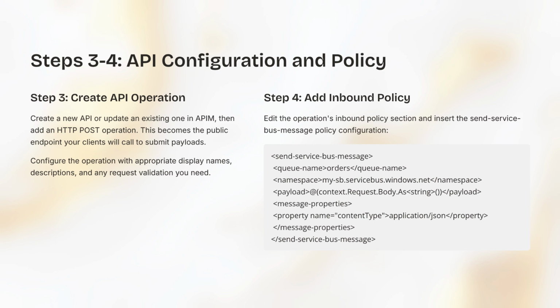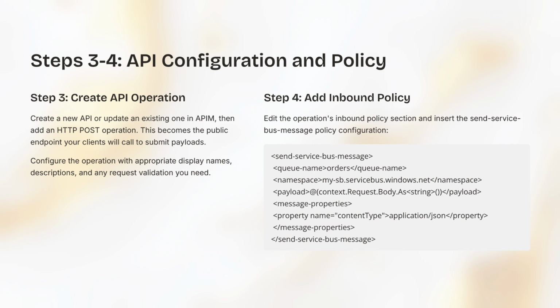Step 4. Add the inbound policy that allows messaging to Service Bus. Edit the inbound policy for the API or operation and insert the Send Service Bus message policy. Example: queue name must match the existing queue. Namespace is the Service Bus namespace FQDN, e.g. my-sb-namespace.servicebus.windows.net.